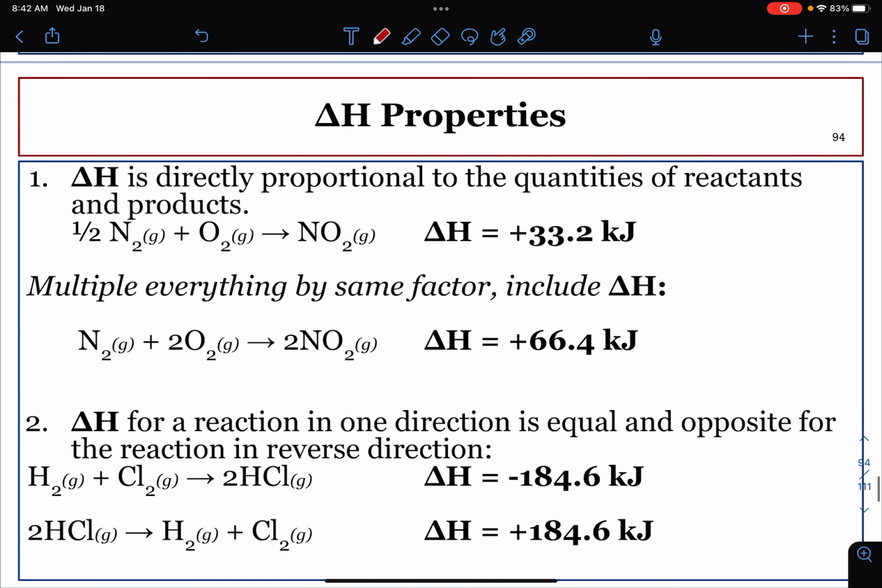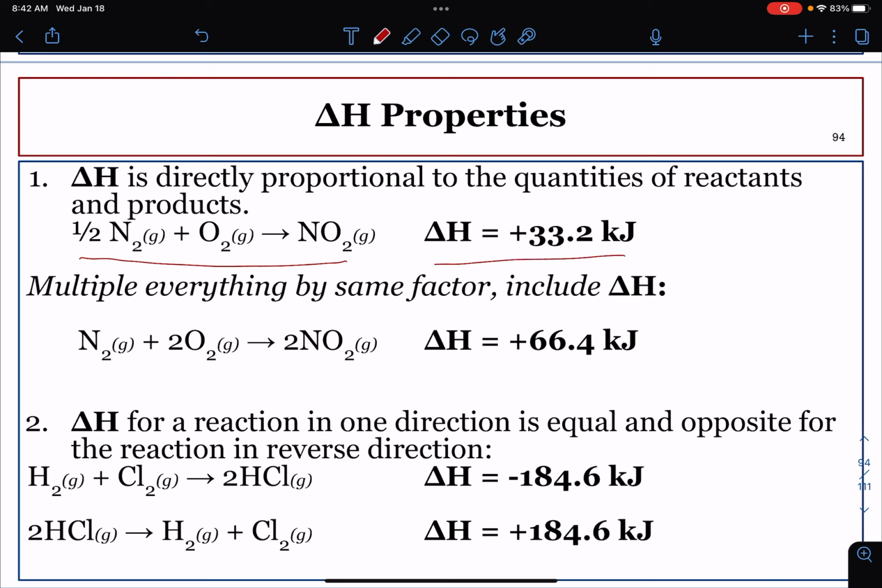So here are 2 properties of delta H that we need to remember in order to apply Hess's law correctly. Delta H is directly proportional to the quantities of reactants and products. Here we have this chemical reaction and this delta H.